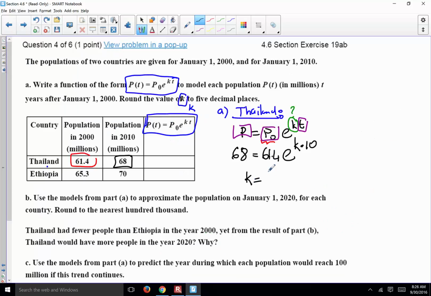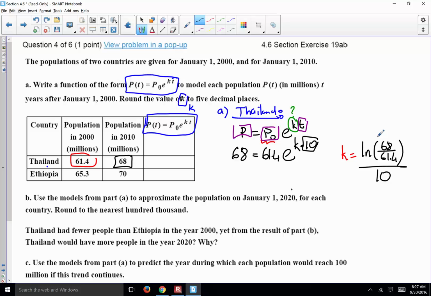Let's copy it. Take 68, divide by 61.4, take ln. I need more space here, I will do it here. Again, k will be, look, here is the pattern. We take ln of 68 divided by 61.4. You always take this number and divide into 68. And then finally you divide the number next to k into the whole thing.